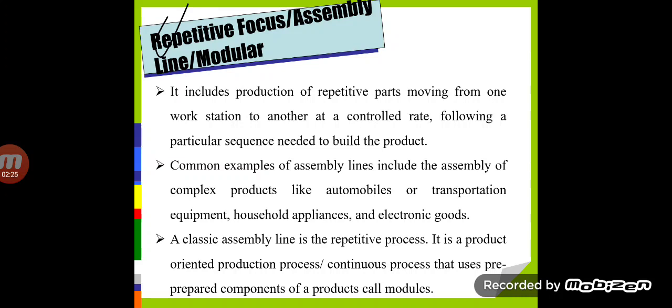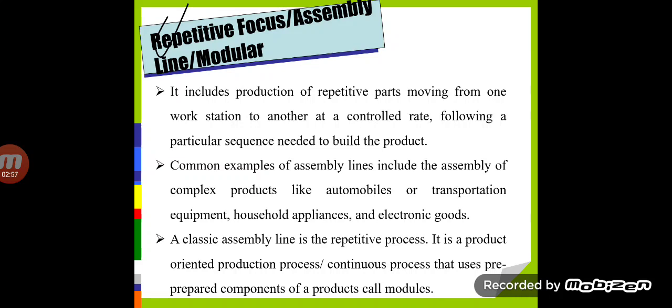For example, in a car, they first manufacture the machines or engine, then its body, then the wheels, then windows, etc. Likewise, they produce the particular product step by step in a repetitive way and assemble this product. So this type of production system is called repetitive focus, assembly line, or modular.